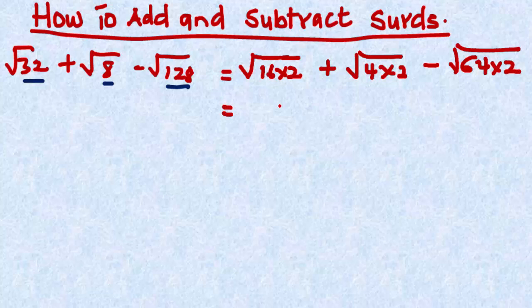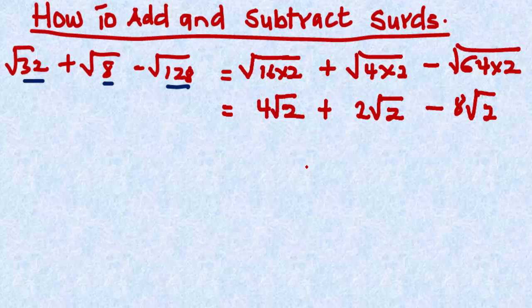So when you simplify this, you get 4 root 2 plus 2 root 2 minus 8 root 2. Now we have a common surd, or like surd, which is root 2, root 2, root 2. Are you okay? So simplify it further, as we know that we add or subtract numbers outside the root.